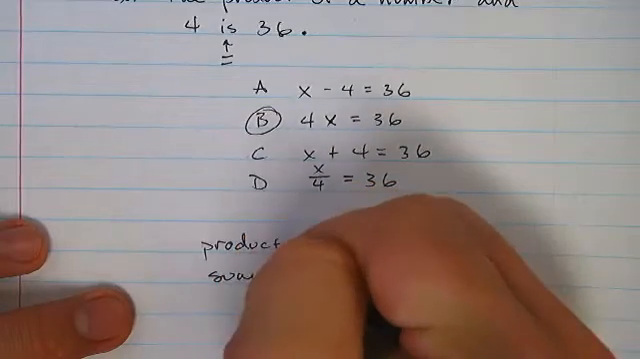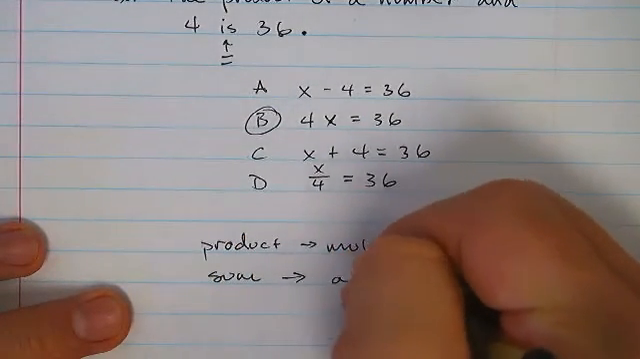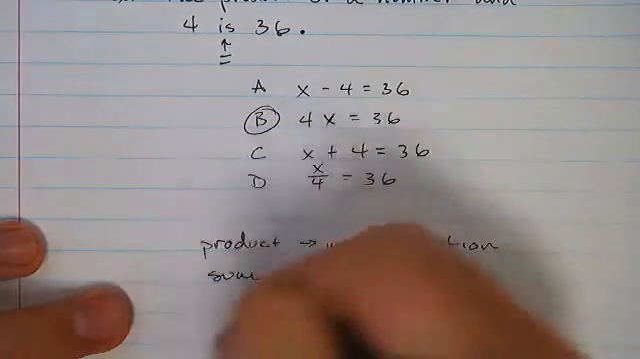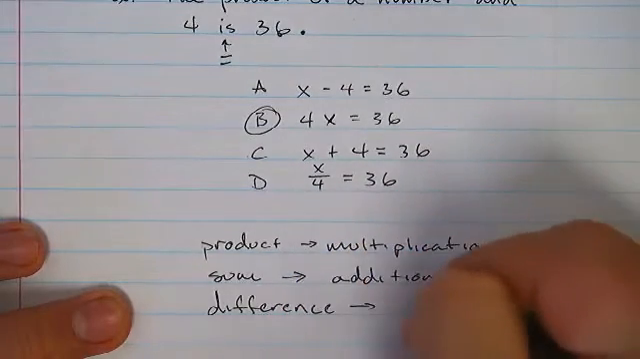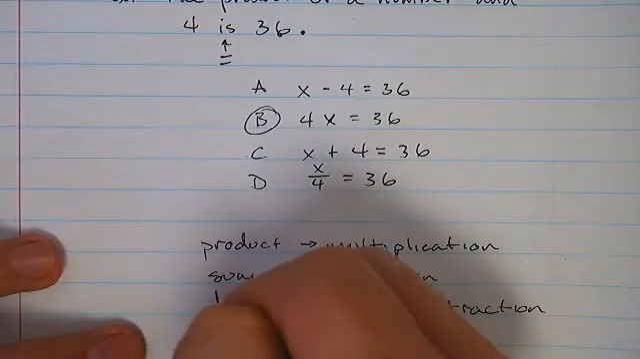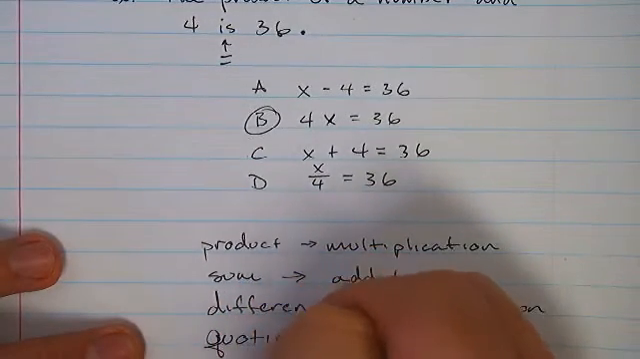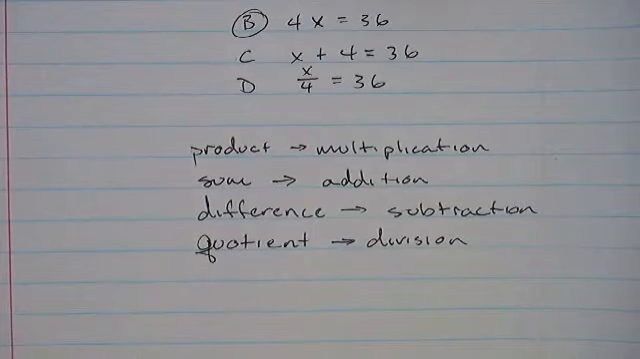We're looking for sum, S-U-M, not S-O-M-E, sum being our addition keyword. We have difference, which is our subtraction keyword. And then lastly, we have quotient, which is our division keyword. So we want to associate those words as they're used with these different operations, so that we can actually write an equation from that, and then solve if asked.